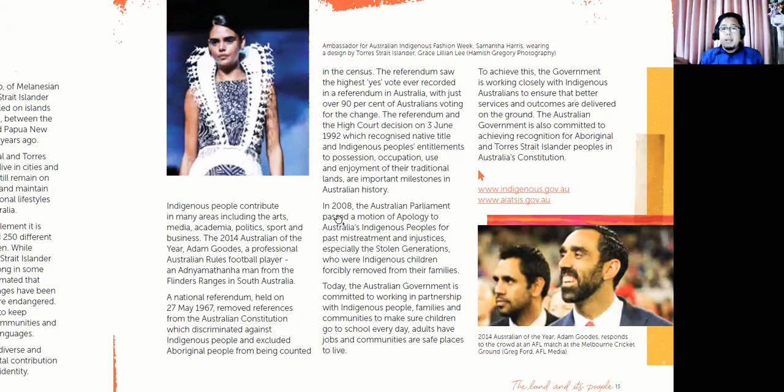In 2008, the Australian Parliament passed a motion of apology to Australia's Indigenous peoples for past mistreatment and injustice, especially the stolen generation who were Indigenous children forcibly removed from their families. Today, the Australian government is committed to working in partnership with Indigenous people, families and communities to make sure children go to school every day, adults have jobs and communities are safe places to live.